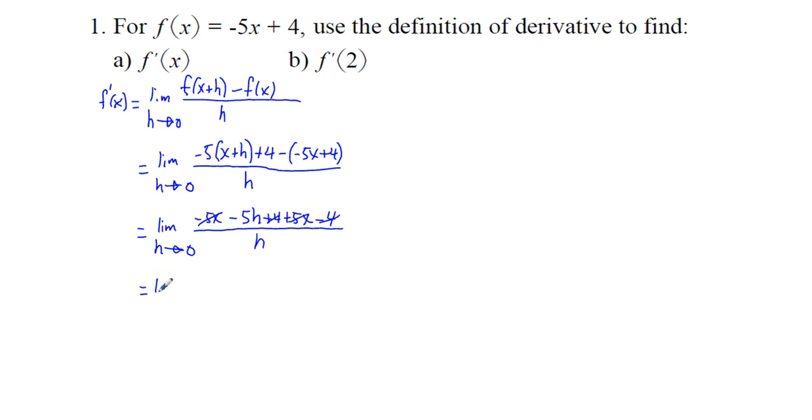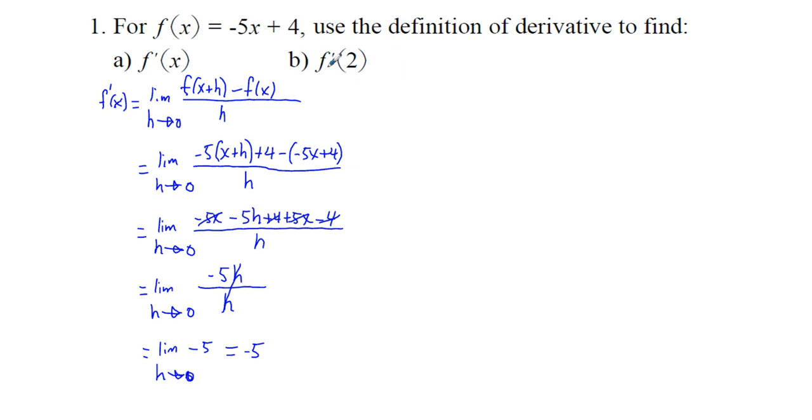So we're left with the limit as h approaches 0 of negative 5h over h. And if we plug in 0 for h, we see we're going to get 0 over 0. But if we cancel h over h, we have the limit as h approaches 0 of negative 5. And if we plug in 0 for h, there's no h to plug in here, so we're left with negative 5.